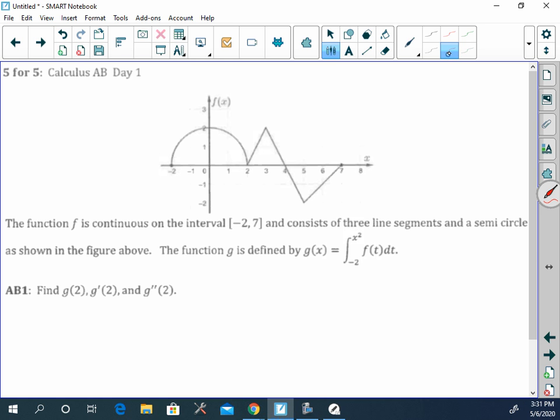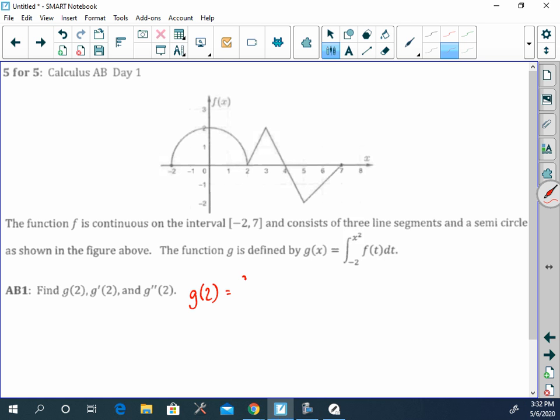Anyway, let's go ahead and jump in here to the first part, AB part 1. It says find g of 2, g prime of 2, and g double prime of 2. So first thing, I'll just go ahead and find g of 2 by plugging 2 in where I see an x. So let's start there.